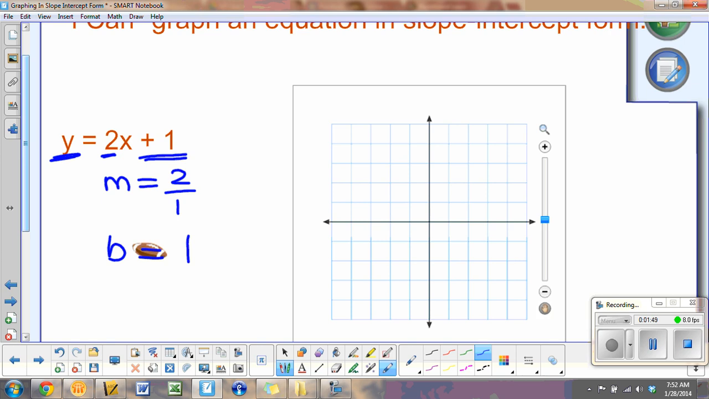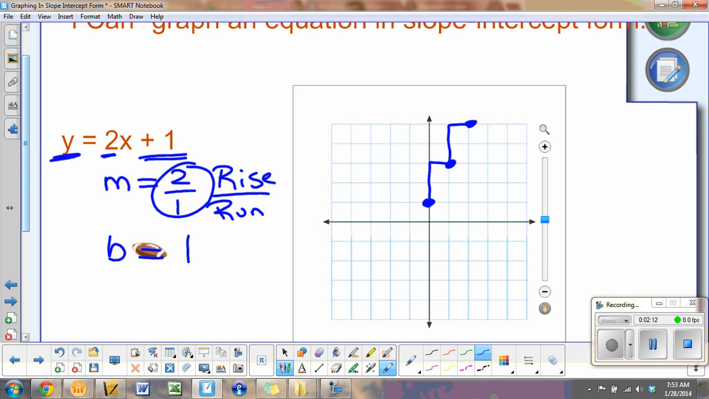So I want to start with b. I'm going to put a dot here at 1. And then I'm going to do my slope of 2. Remember, this means rise over run. So I'm going to rise 2 and run 1, and there's a point. Rise 2 and run 1, and there's another point. I can do that over and over again because remember, a line has an infinite number of points on it.